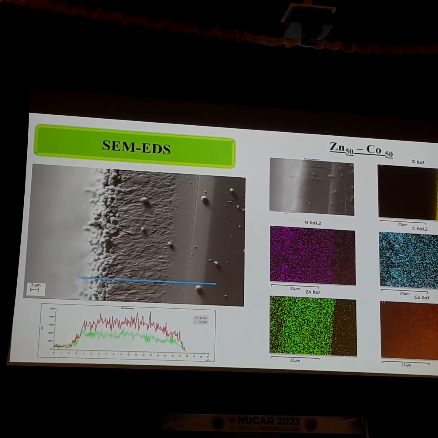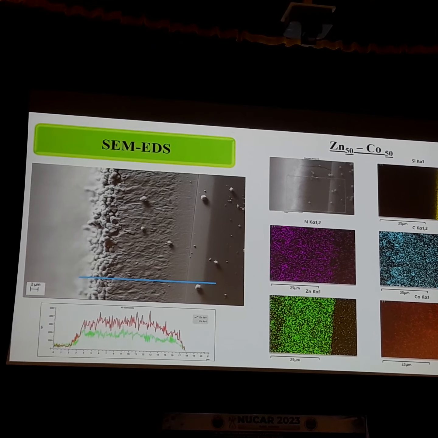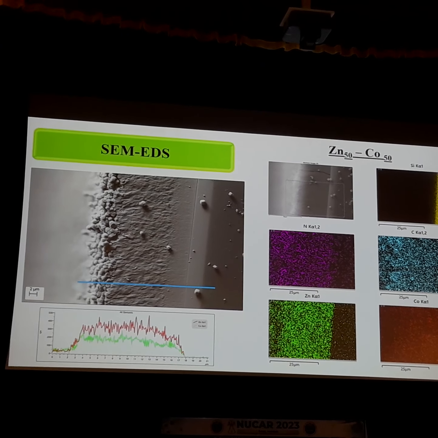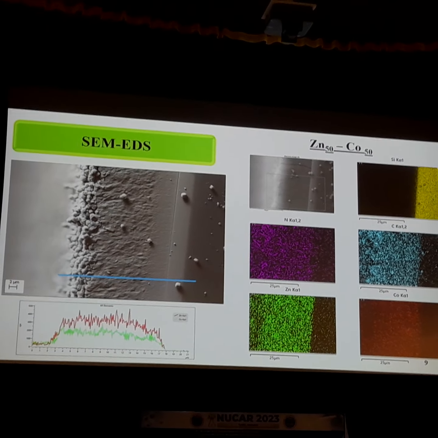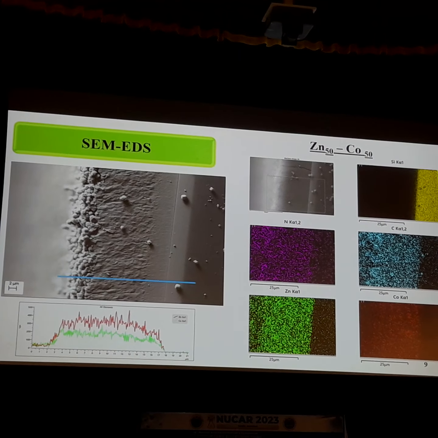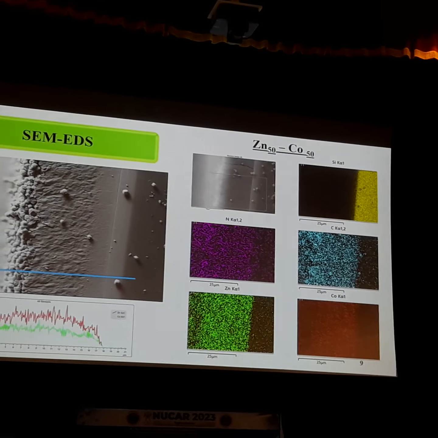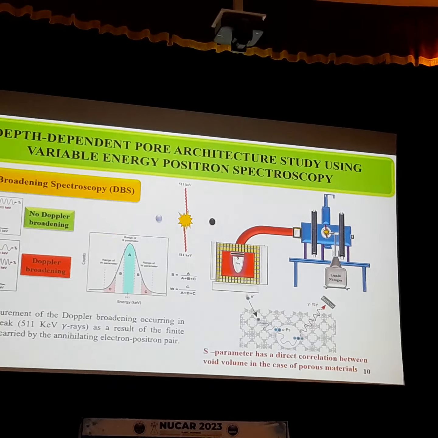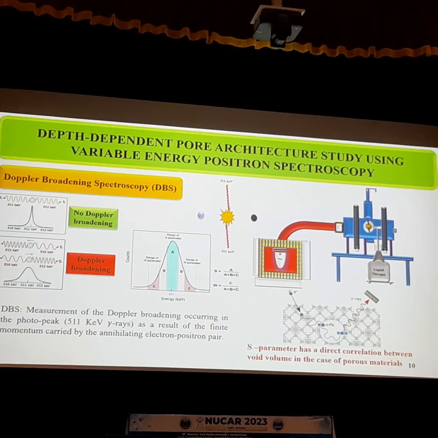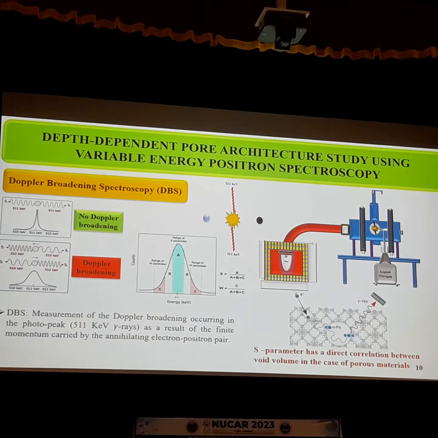And from the EDS mapping analysis, I understand that the cobalt and the zinc are uniformly mixed throughout the material, which again confirms that microscopic-level mixing of zinc and cobalt is achieved. And finally, I need to know how the pore architecture is changing because of the mixed metal strategy.